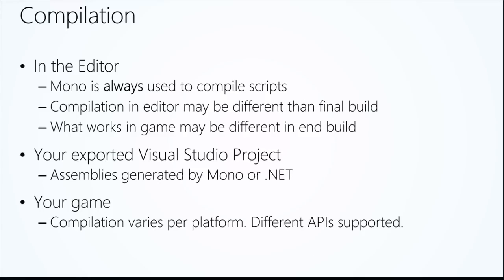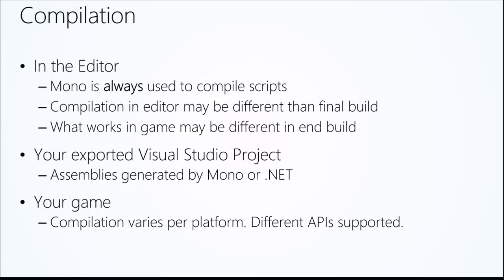Compilation. Well, we're running code, so something has to get compiled. We're doing objects that can have code on them, so behind the scenes, something happens. Mono is always used in Unity to compile your scripts. Now, compilation in Unity might be different than your final build. So Unity is using Mono. Maybe if you're going to Windows Store, your final compilation will actually be .NET. So just know that Mono is what's used to compile the scripts.